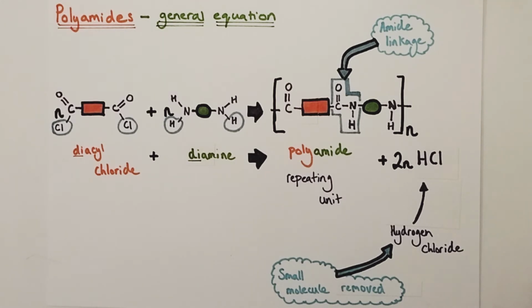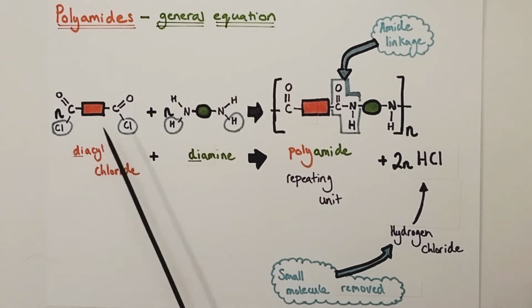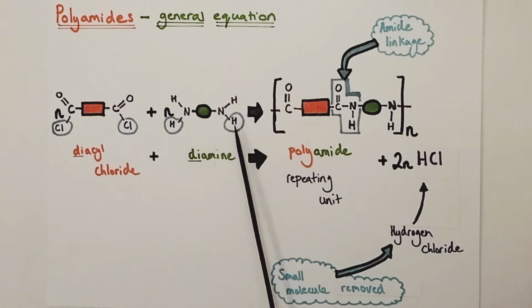The only exception will be that this will result in the small molecule being removed being hydrogen chloride rather than water, because it's the Cls and the hydrogens that will be removed. But other than that, it's identical. So the monomers will react together multiple times. The chlorine atoms on the diacyl chloride will be removed, and the hydrogen atoms on the diamine will also be removed as part of this condensation reaction.